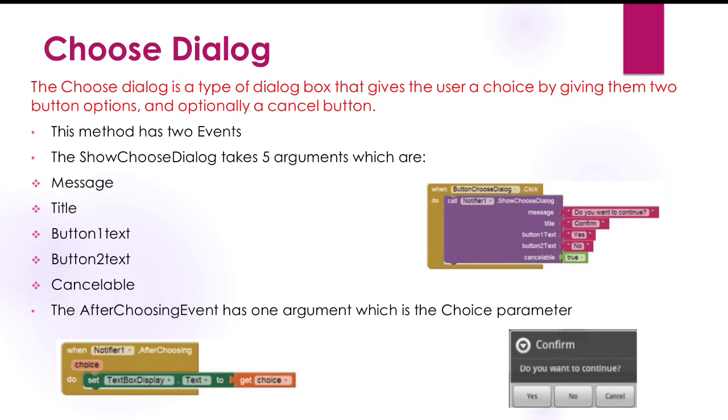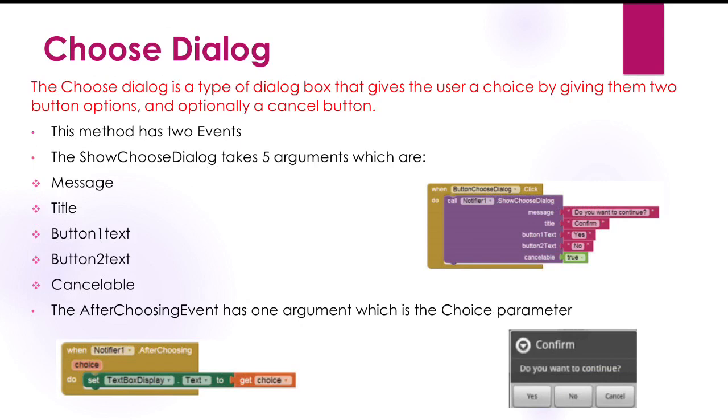For this method, when the app runs, the user clicks a button and the choose dialog appears, which gives them two or three button options. Then, the app waits for the user to click button 1, button 2, or the cancel button, and then the after choosing event takes place. This method has two events. The first one is the show choose dialog event, which takes 5 arguments and is located in the notify1 drawer.